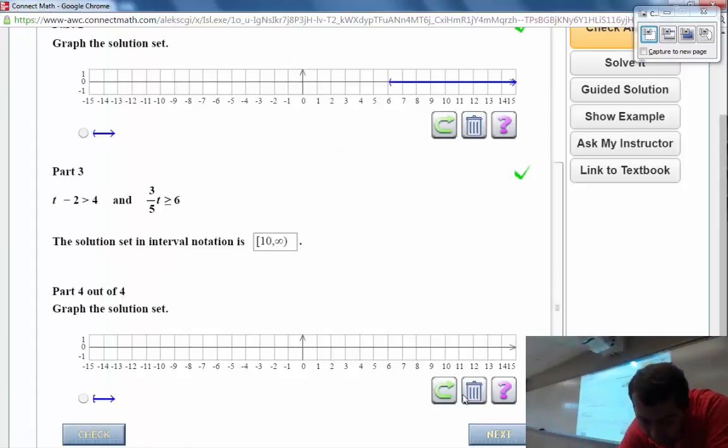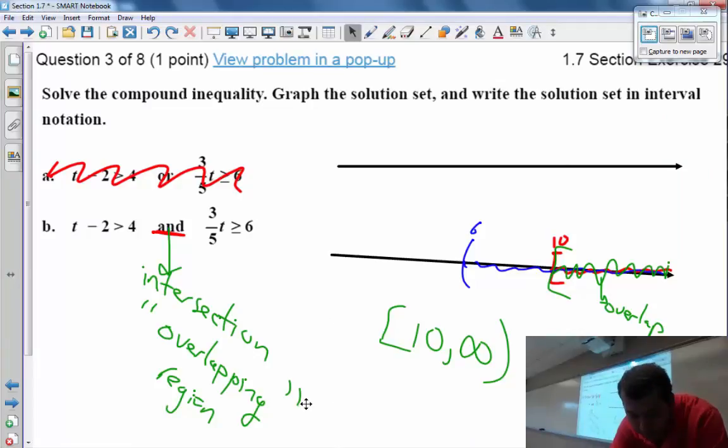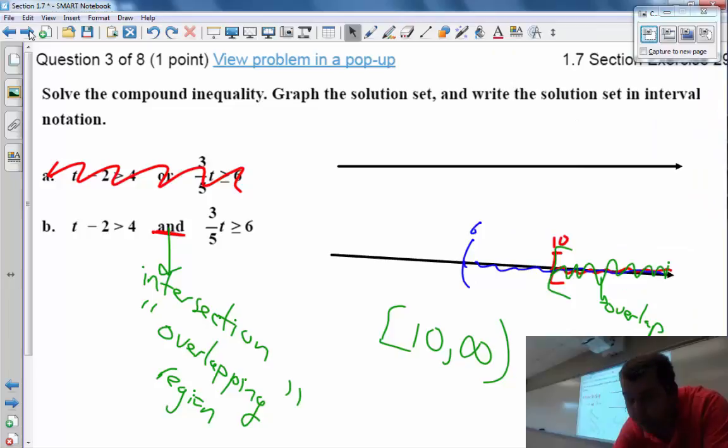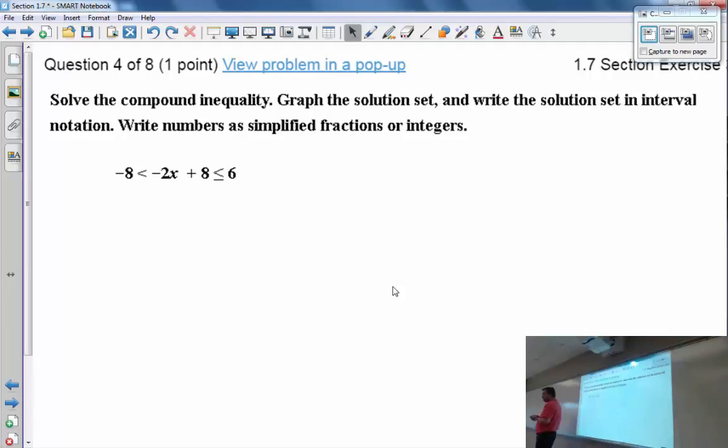Alright, let's graph that. Very good. Alright. Any questions? What does this mean? Do you see two inequalities here too? Do you? I see two greater than symbols.